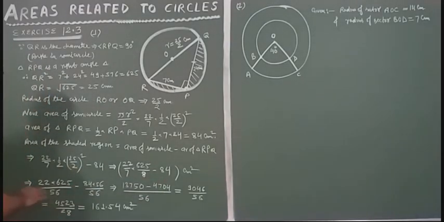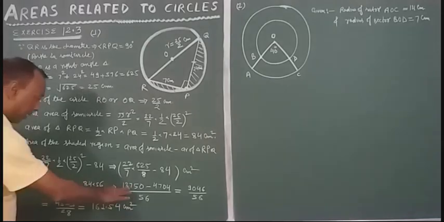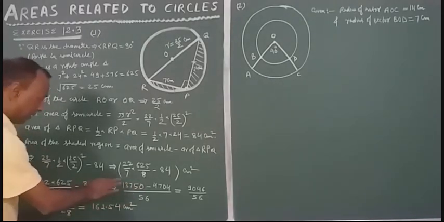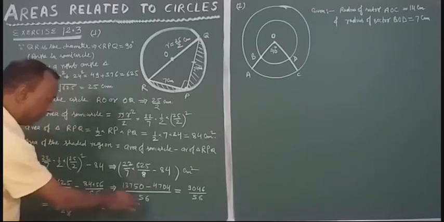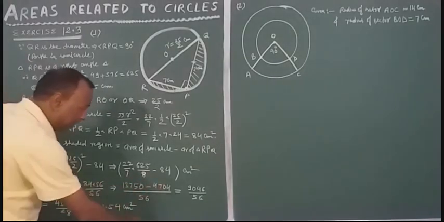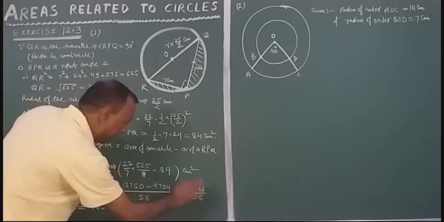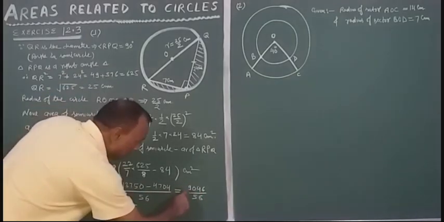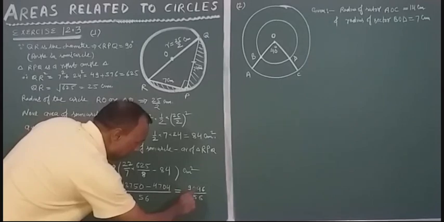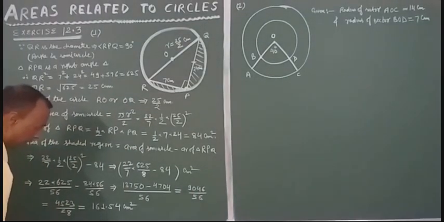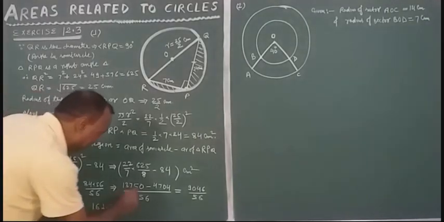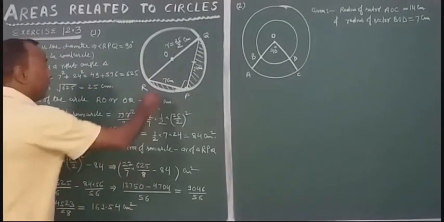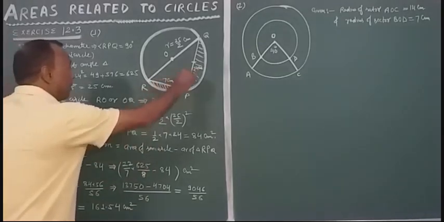When you multiply them, 22 5 110, 44 and 55, 22 6 132 and 5 137, minus when you multiply these two you will get 4704, divided by 56. Now just subtract it, you will get 9046 upon 56, divided by 2, 23 upon 28, and when again you divide this you will get 161.54 centimeter square. So this is the area of the shaded region.